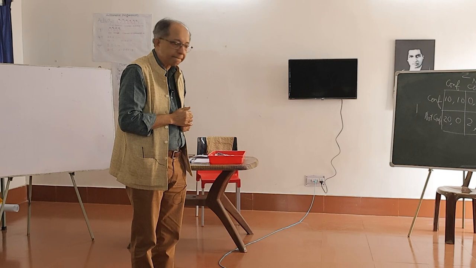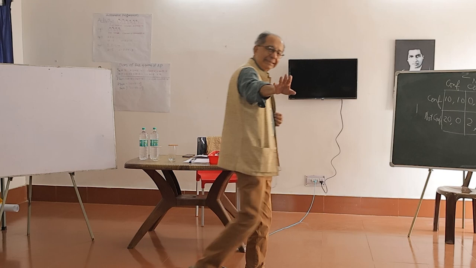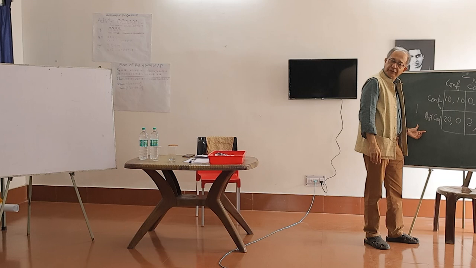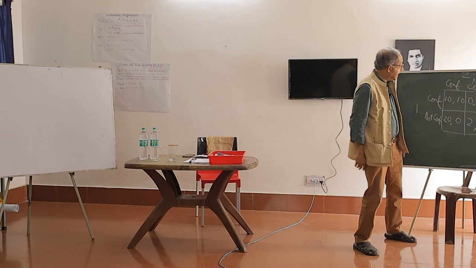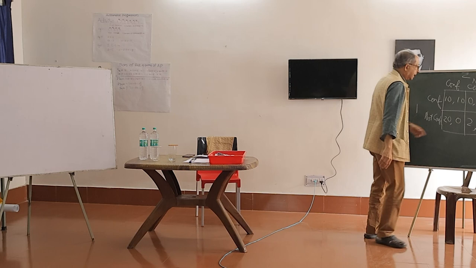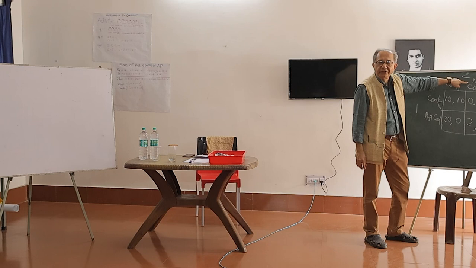So what he's saying is, he'll choose not confess, because if the other person also chooses not confess, you're going to get away with 2 years each. But think a bit hard. Suppose you're this person. You've chosen not confess. The other person has chosen not confess. Is this the rational thing for you to do?